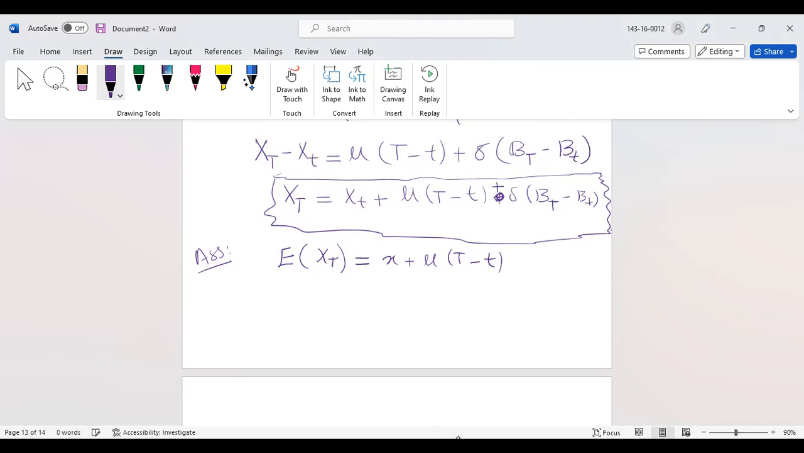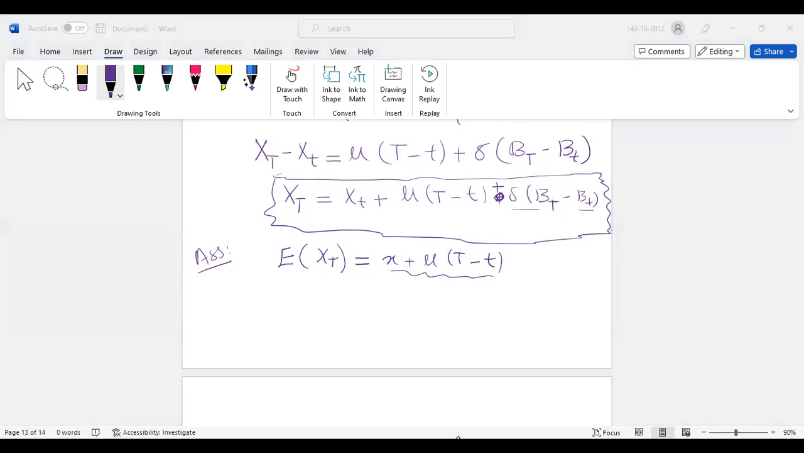In your solution manual, he was giving multiplication. That's why I was saying that last day we were confused. So you just take the expectation. When you take the expectation, this term has zero expectation, and this one also, because they are Brownian. So you will be left with this.